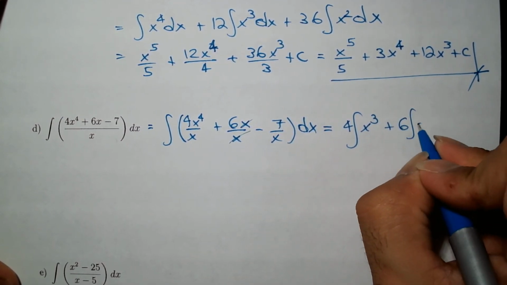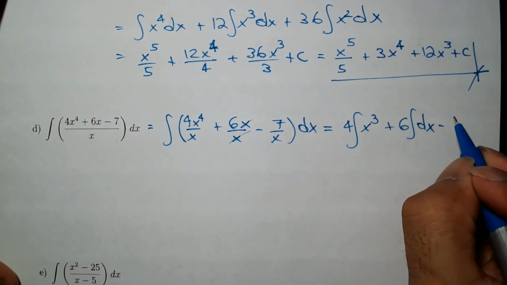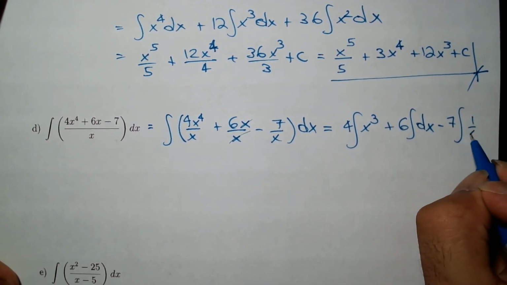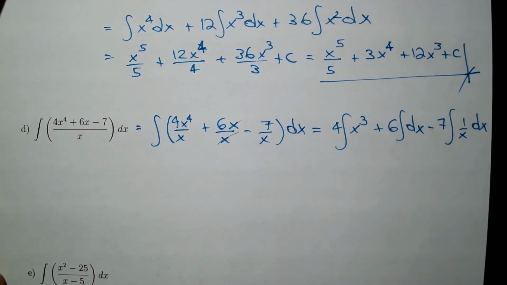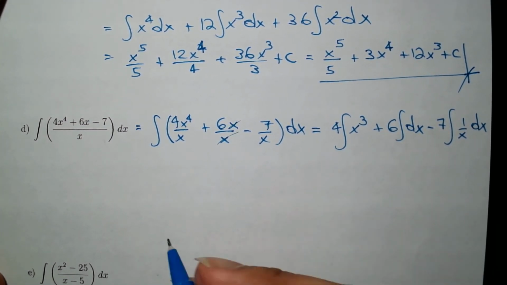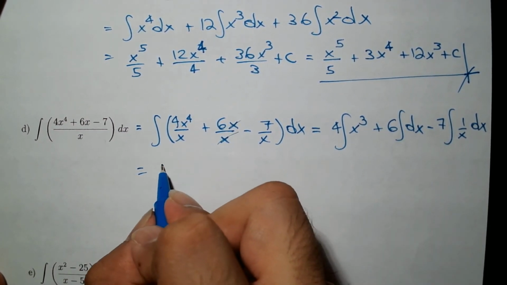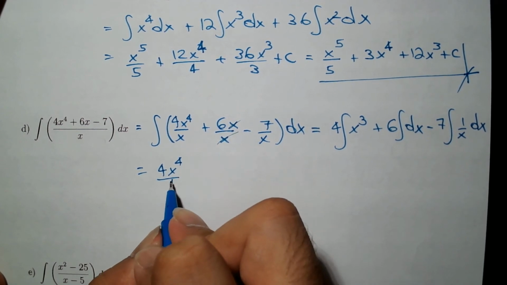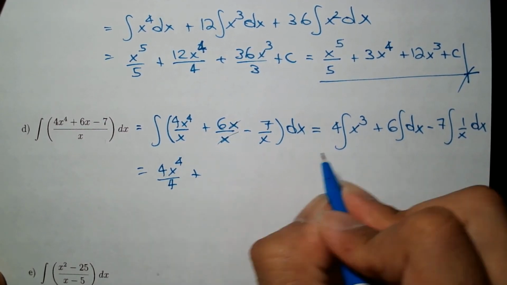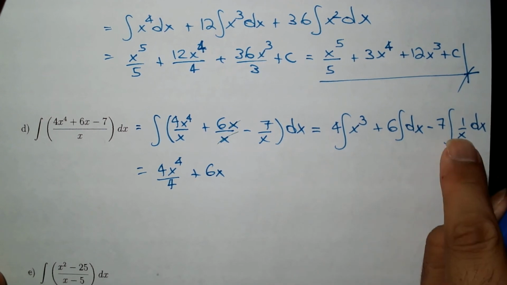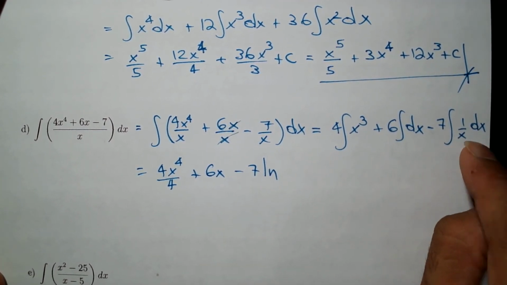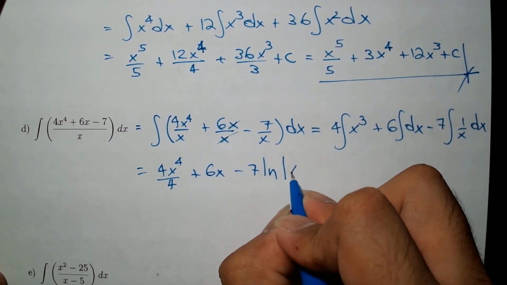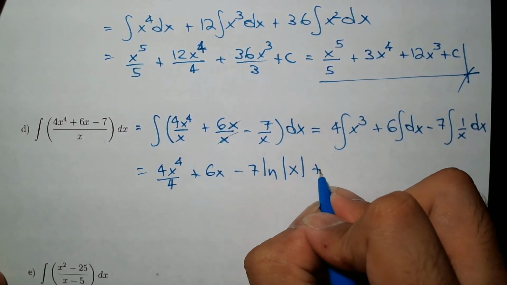Simply 6 times the integral of dx minus 7 times the integral of 1 over x dx. Alright, so we are ready to integrate this individually. So in this case, we're going to have 4x to the 4th divided by 4 plus 6x, and minus 7 times ln. This is one in which we have the ln rule, ln of absolute value of x, and then plus c.